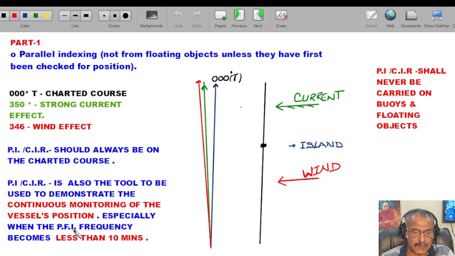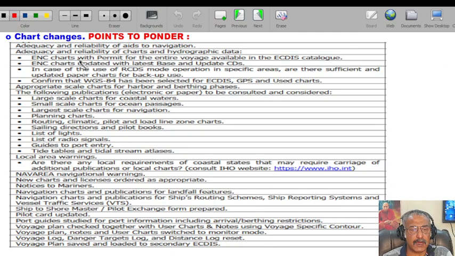We go to the next slide now, that is chart changes and the points to ponder. This I've taken from one of the checklists. Chart changes, one may think, like how we used to have paper charts, we used to put on the next paper chart, and so on. But besides that, there are a lot of other aspects which are to be taken into account.